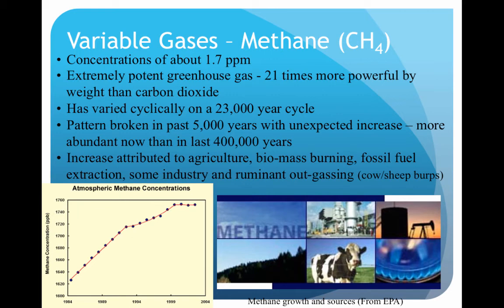Another variable gas is methane. It's a greenhouse gas also. Greenhouse gases are those gases that trap heat in the earth. It's varied a lot, typically on a 23,000 year cycle. But again, this is another gas that has been changing over time. You can see in the past 5,000 years it's increased unexpectedly, probably due to agriculture, biomass burning, fossil fuels, and of course there's your cow and sheep burps.